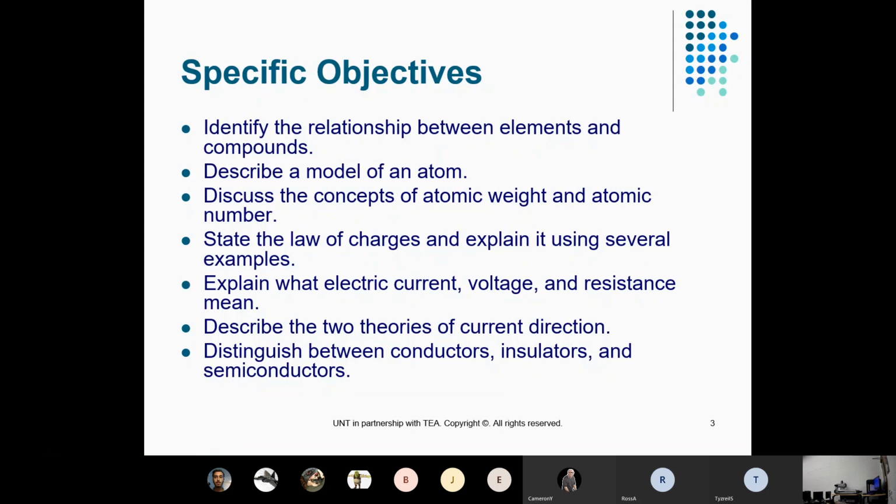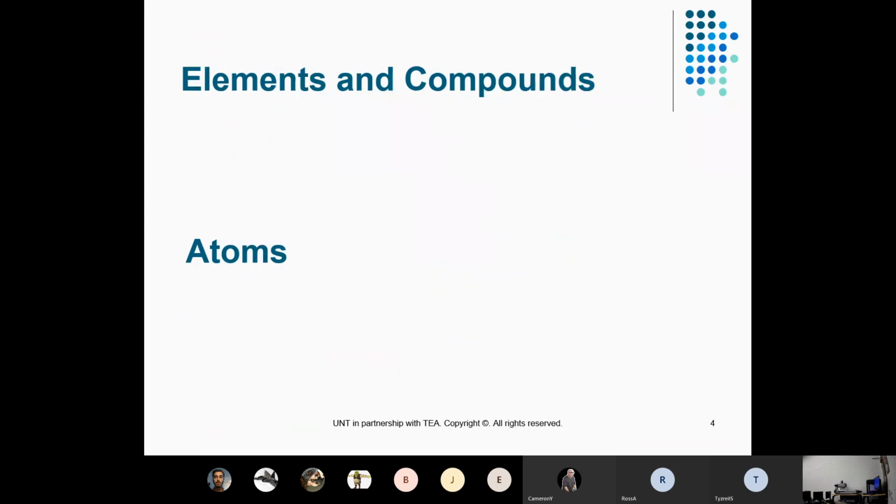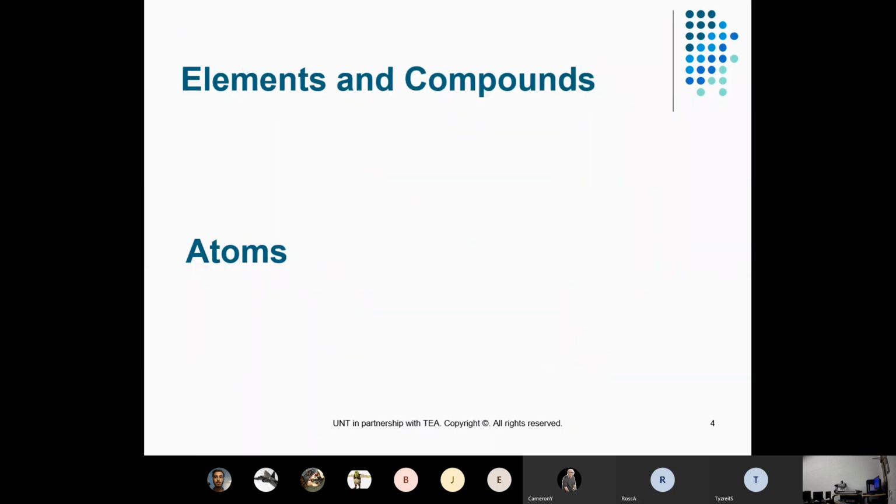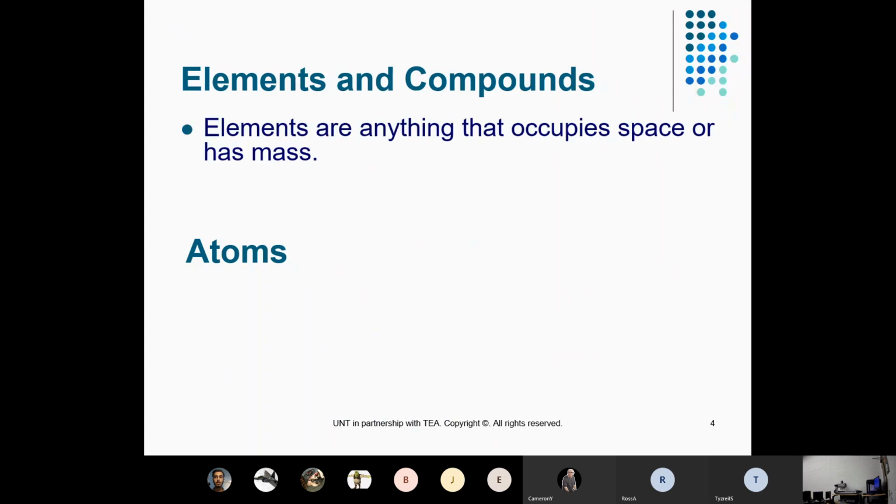Distinguish between conductors, insulators, and semiconductors. So we're going to go over a lot in this PowerPoint. You don't have to write all this down again. This is just our objectives and what we're going to cover. But some of this we'll have already covered from the last PowerPoint, so we can skip some of it.